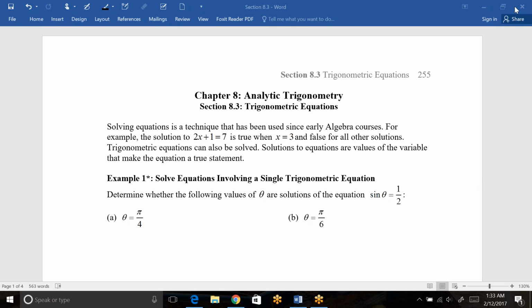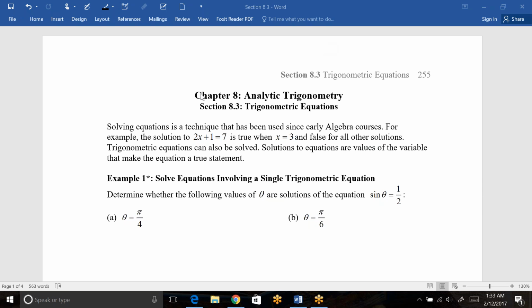Okay, this is the section 8.3 notes for the online trig class, Trigonometric Equations. Solving equations is a technique that has been used in early algebra classes. Solving 2x plus 1 equals 7, you would subtract 1, divide by 2, and get that x equals 3, and that's the only solution that works.